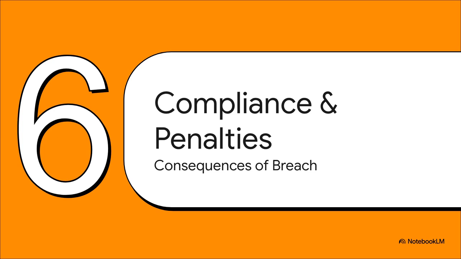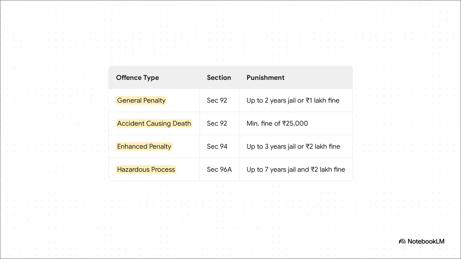So what happens when somebody breaks all these rules we've been talking about? Well, a law is only as good as its enforcement, and this is where the Factories Act shows its teeth. And we are not talking about a slap on the wrist here. For a general offense, you're looking at up to 2 years in jail. If that offense leads to a death, the fines get serious. If you get caught a second time, the penalties get even worse.